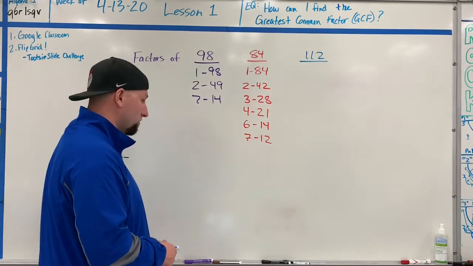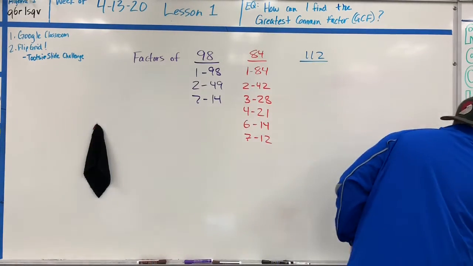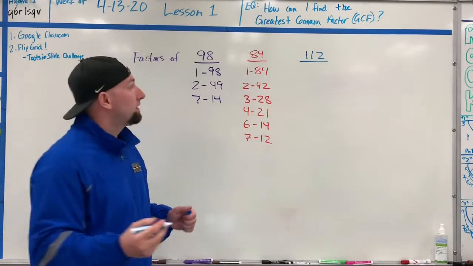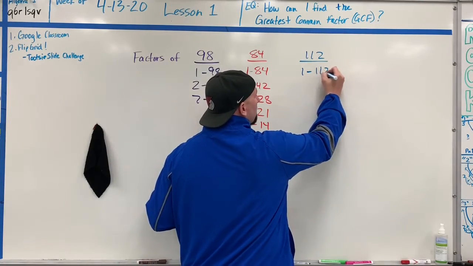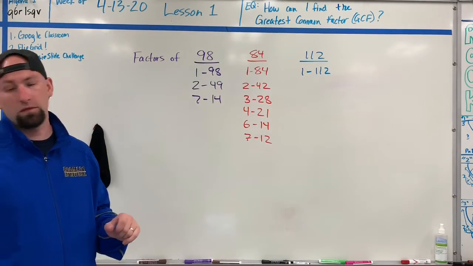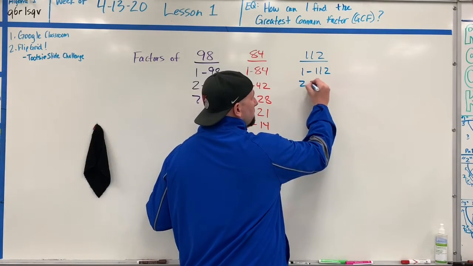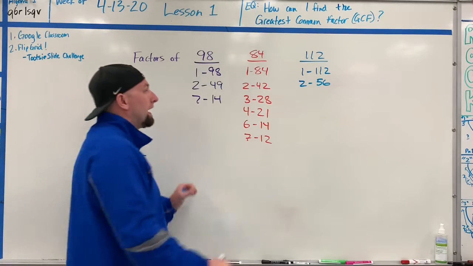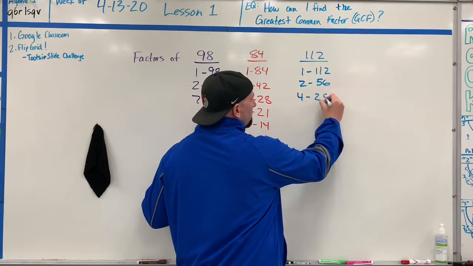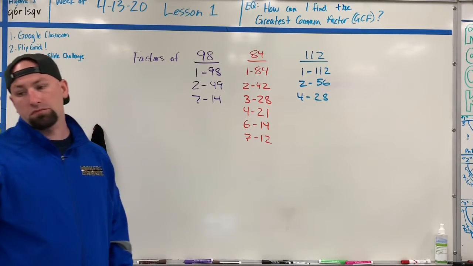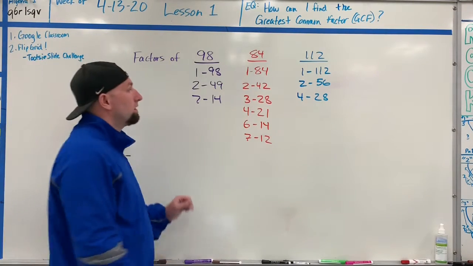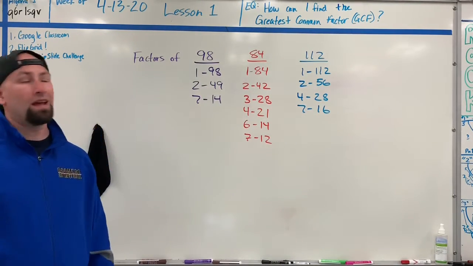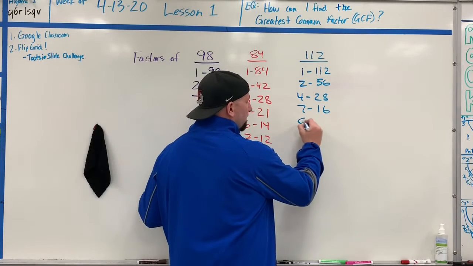Now we're going to go to 112. So you know, got 1 and 112. Give you time to write that down. Half of 112 is 56, so 2 times 56. We got 4 times 28. Seven times 16. And then the last one, 8 times 14.